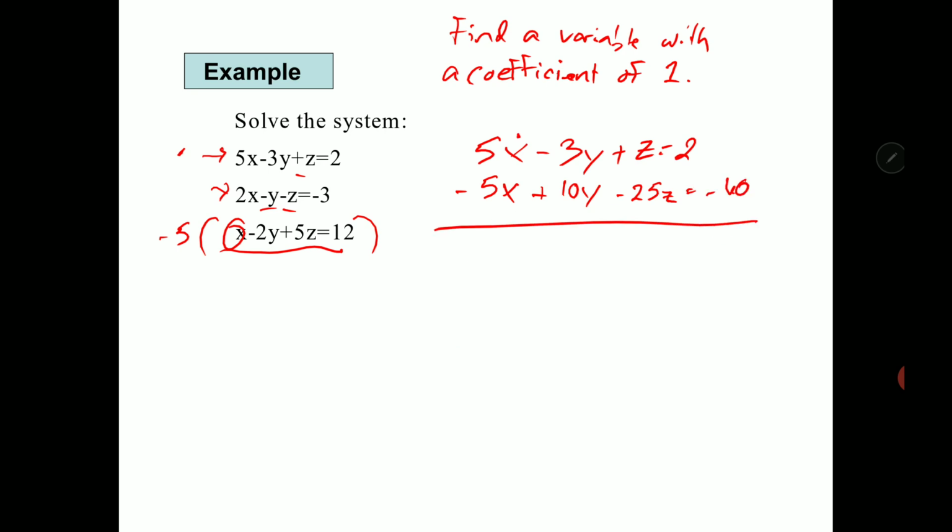So when I add the equations together, the x's cancel. 7y minus 24z equals -58.